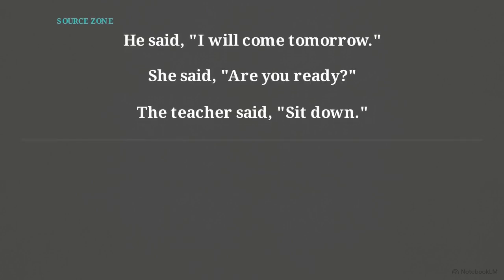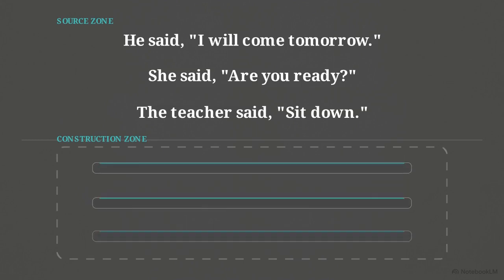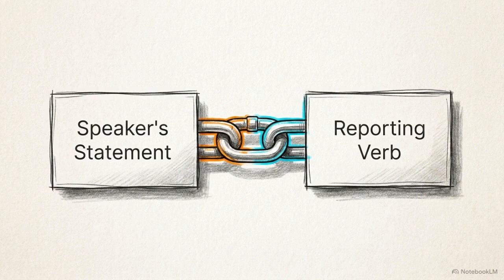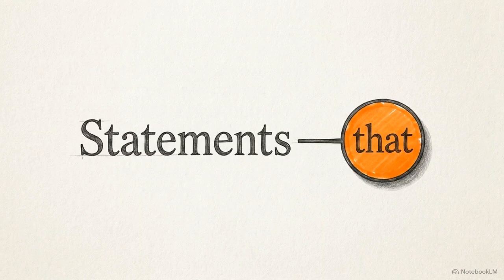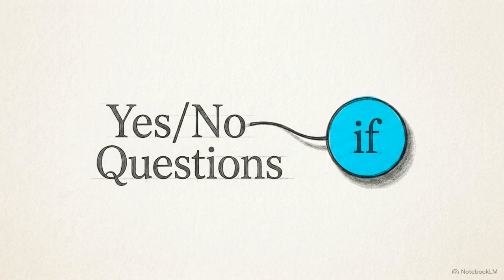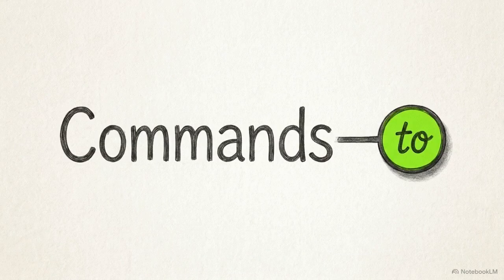Let's set up our workspace. We'll keep our original quotes on the top half of the screen, and we'll build our new indirect sentences down below, so you can watch the transformation step by step. Step 1 is setting your connector. The type of sentence someone spoke determines the word you use to link their statement to your reporting verb. Statements use that, yes or no questions use if, and commands use to.